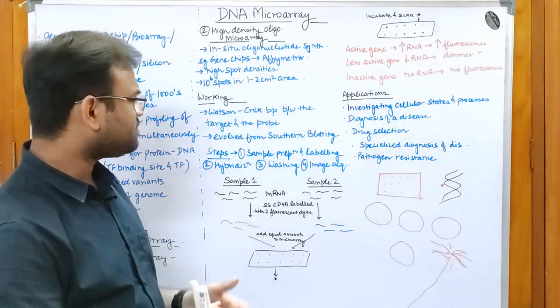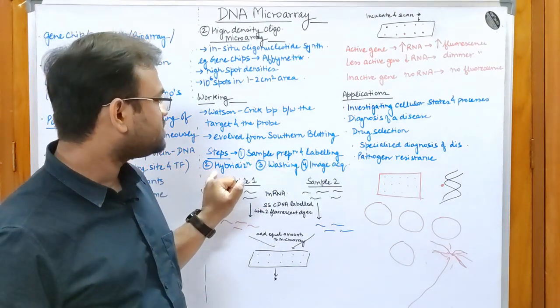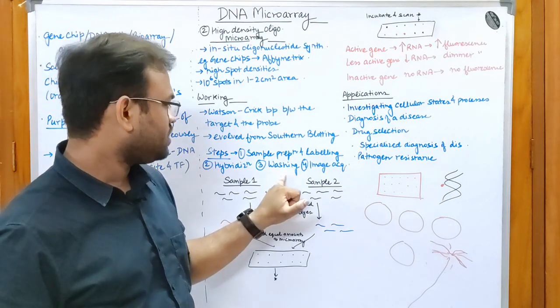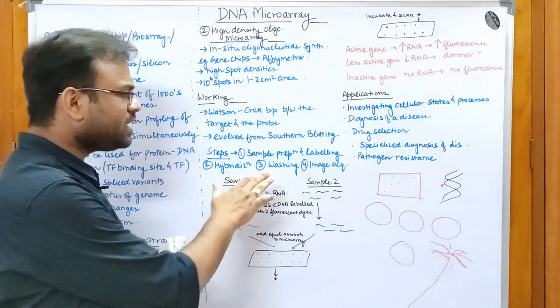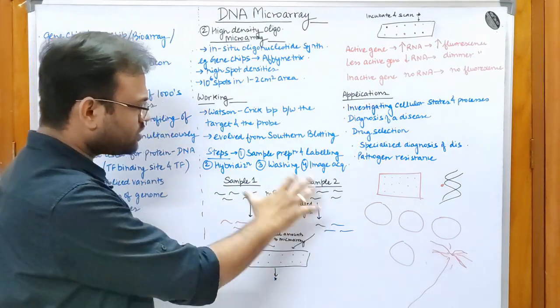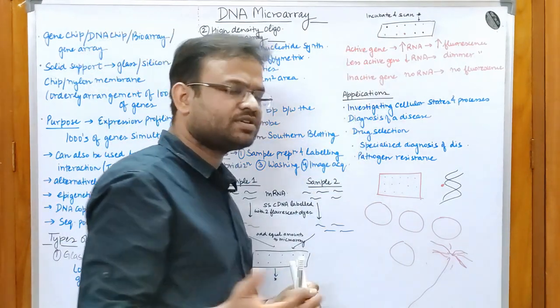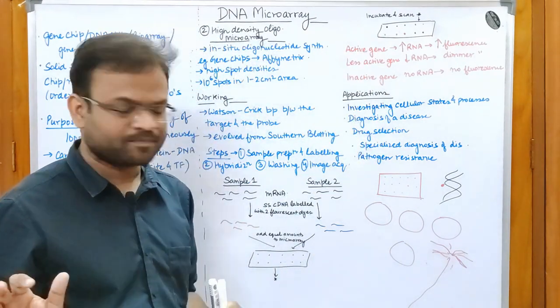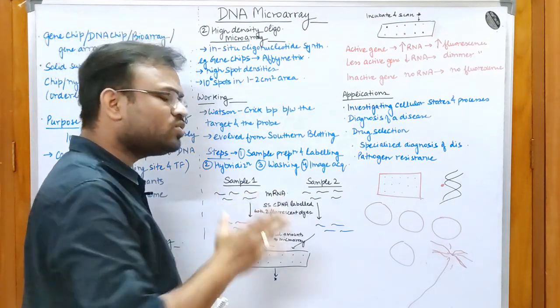What are the steps that are being used over here? Sample preparation and labeling, hybridization, washing and image acquisition. So these are the steps that we would be talking about, working with the help of this diagrammatic representation, and you would understand each and everything. So let us first of all talk about how this is done.